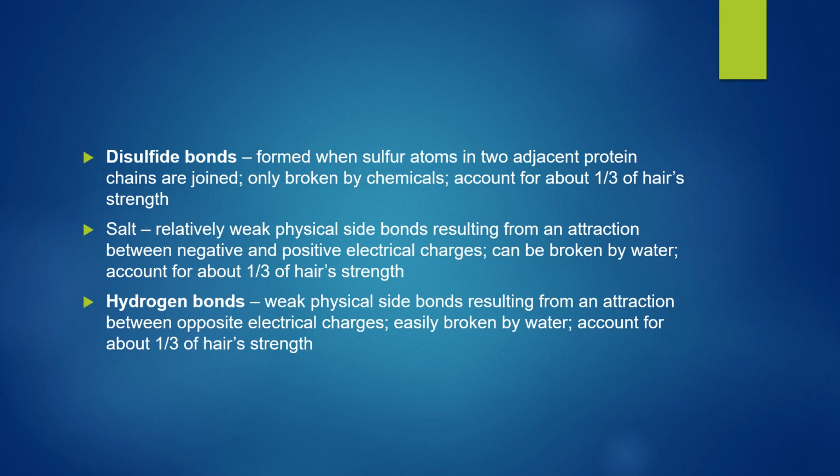Last, we have hydrogen bonds. These are weak physical side bonds that are also the result of an attraction between opposite electrical charges. They are easily broken by water, like wet setting, or heat, like thermal styling, and they reform as the hair dries or cools. Although individual hydrogen bonds are very weak, there are so many of them that they too account for about 1/3 of the hair's total strength.